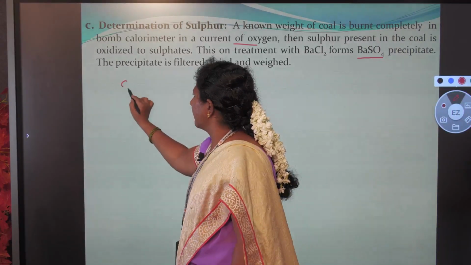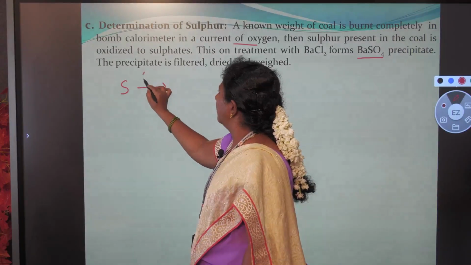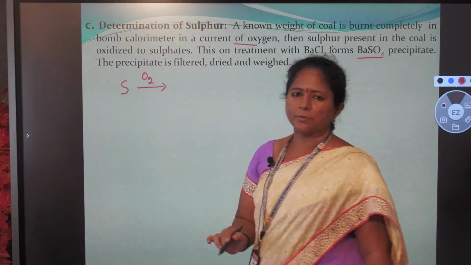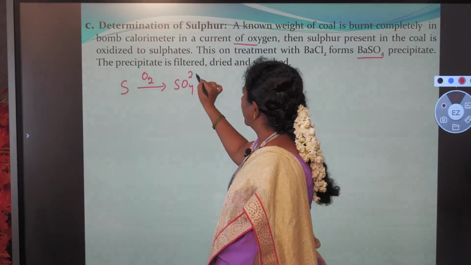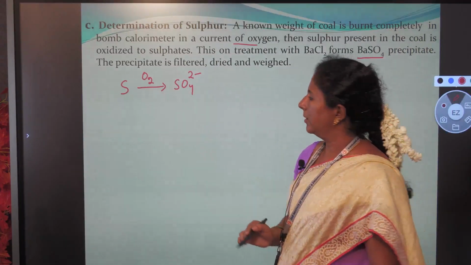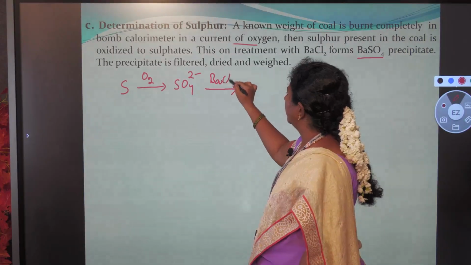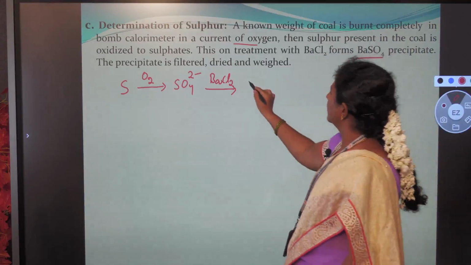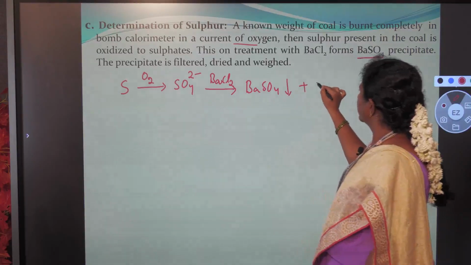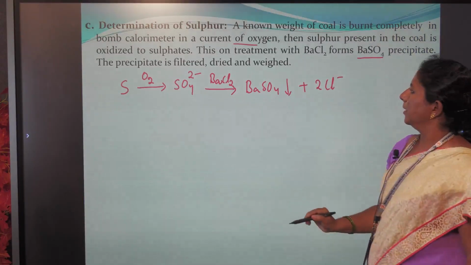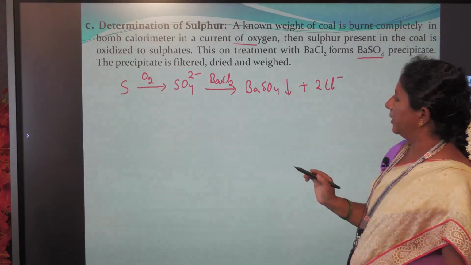So the coal sample containing sulfur will be heated completely in bomb calorimeter in presence of oxygen. As a result, the sulfur present in the coal will convert into sulfates. Now, this on treating with barium chloride, it forms barium sulfate precipitate plus 2Cl minus. Now this precipitate is filtered, dried and weighed.